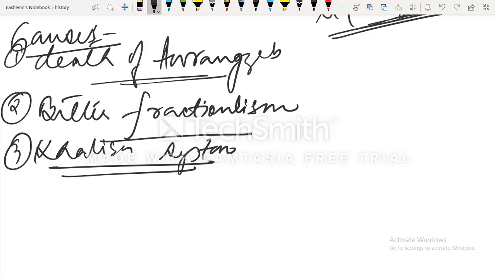This is quite good, but it didn't tackle the Jagiri system. We will be studying all these systems later on in detail. Later on we will have the Permanent Settlement Act and all those systems, and this needs to be studied in detail.